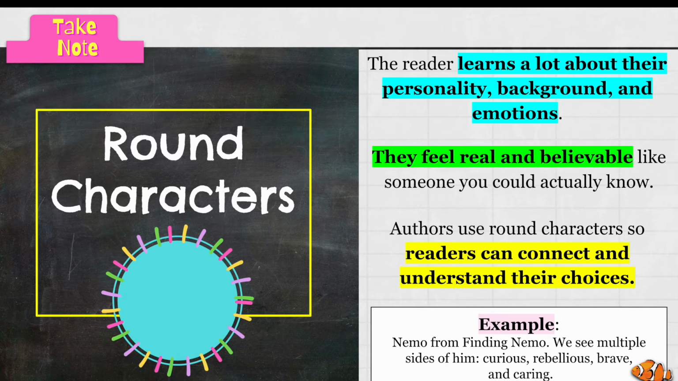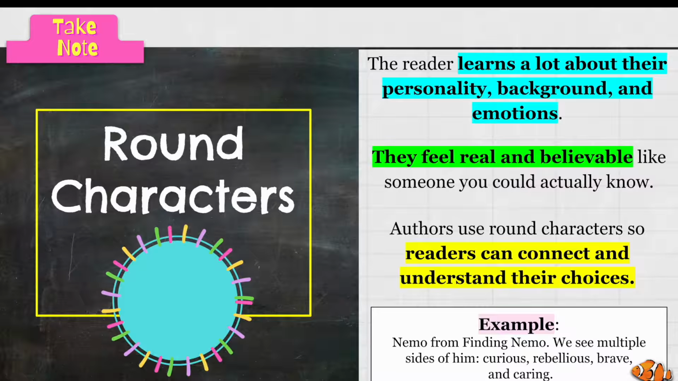An example would be Nemo from Finding Nemo. He has multiple sides, and that's what a round character has. It's not just one personality trait, because of their background and the emotions that they're going through. So with Nemo, we see he's curious, rebellious, brave, caring. He's not just one thing. So that makes him a round character.